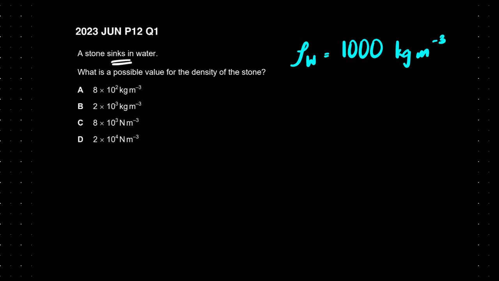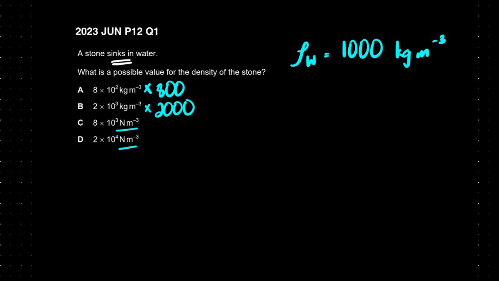So whatever this stone is, it has to be more dense. So what is the possible value for the density of the stone? 8 into 10 to the 2 is 800. So it definitely can't be this. 2 into 10 to the 3 is 2000. And then other values are also in the thousands range, but if you look at those, the units don't make sense, right? It's Newton per meter cube, right?